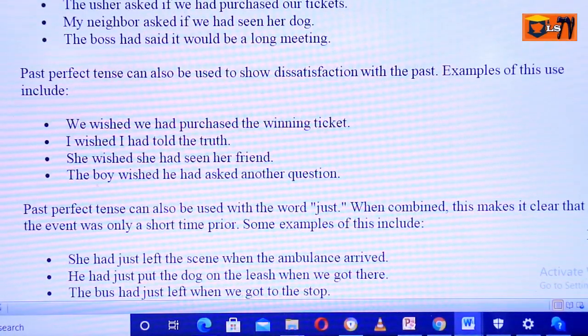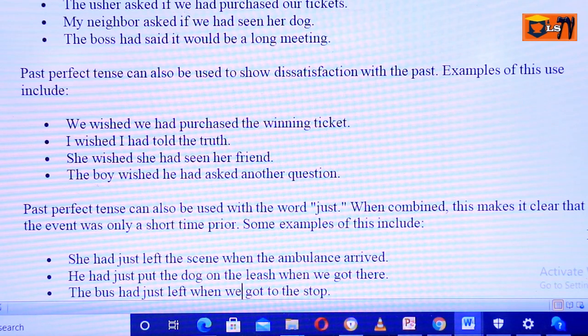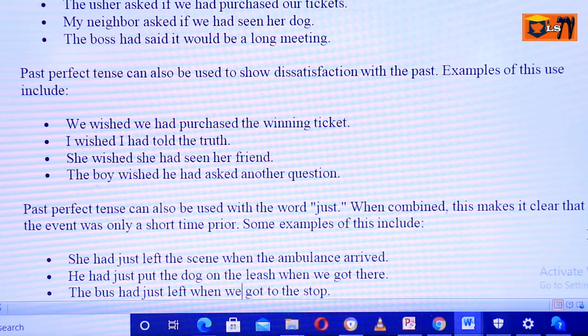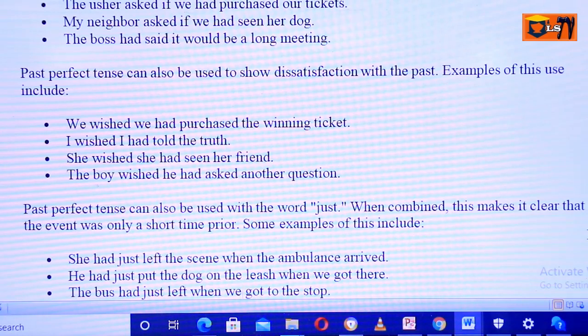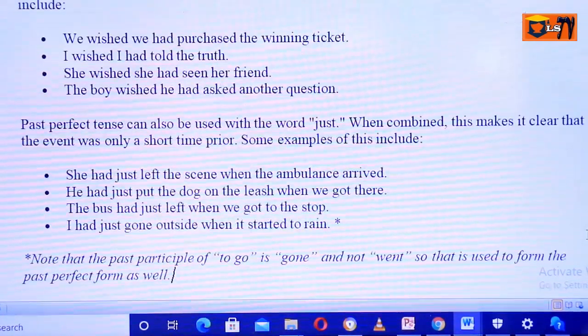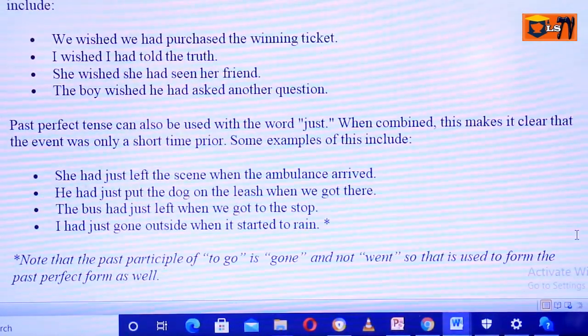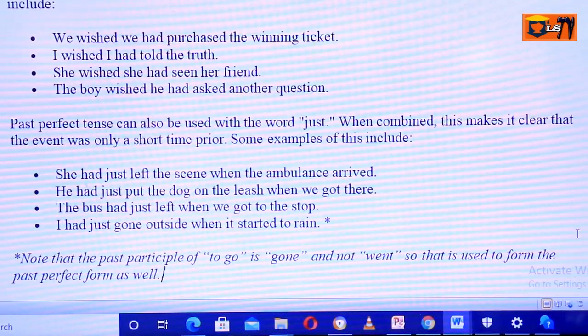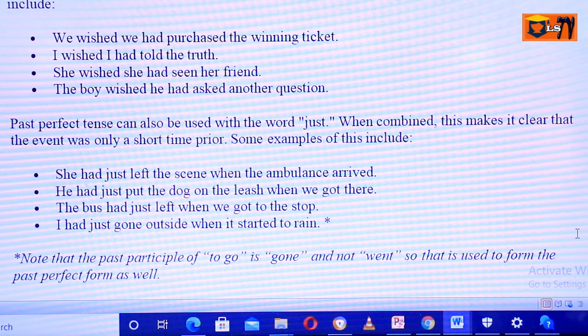Now, let us proceed. Past perfect tense can also be used with the word just. When combined, this makes it clear that the event was only a short time prior. I repeat, it makes it clear that the event was only a short time prior. Some examples of this include: she had just left the scene when the ambulance arrived. He had just put the dog on the leash when we got there. The bus had just left when we got to the bus stop.